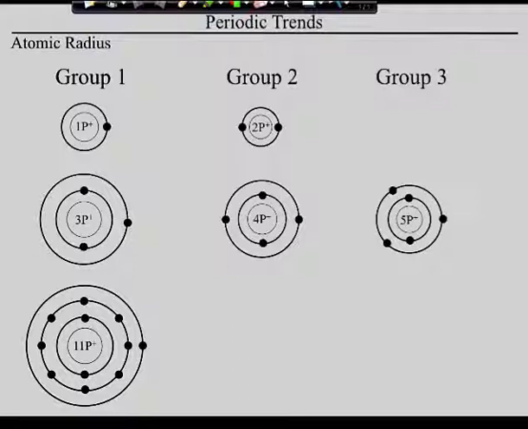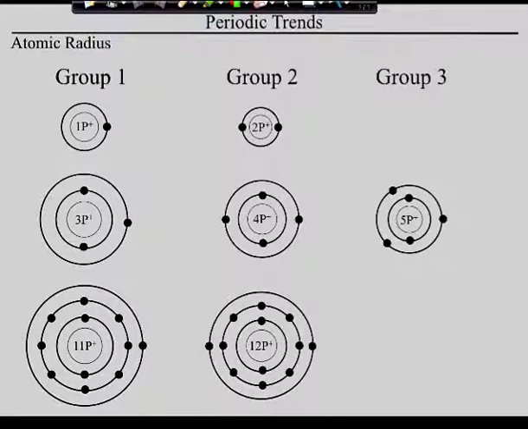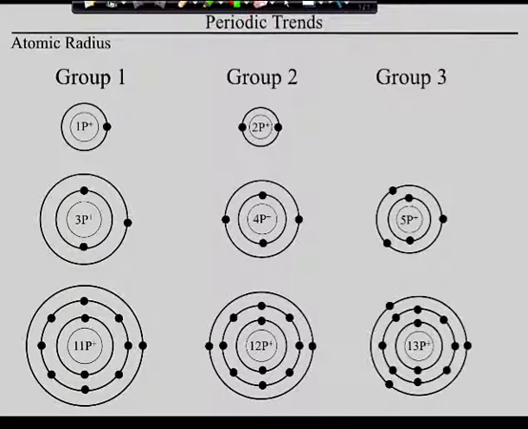As we go down to sodium, we understand that it's bigger because we're into a new, bigger level. But then as we go to magnesium with 12 protons, that is smaller. When we go to aluminum with 13 protons, that is even smaller. And the trend just continues across the periodic table. Do you get it? Yeah.